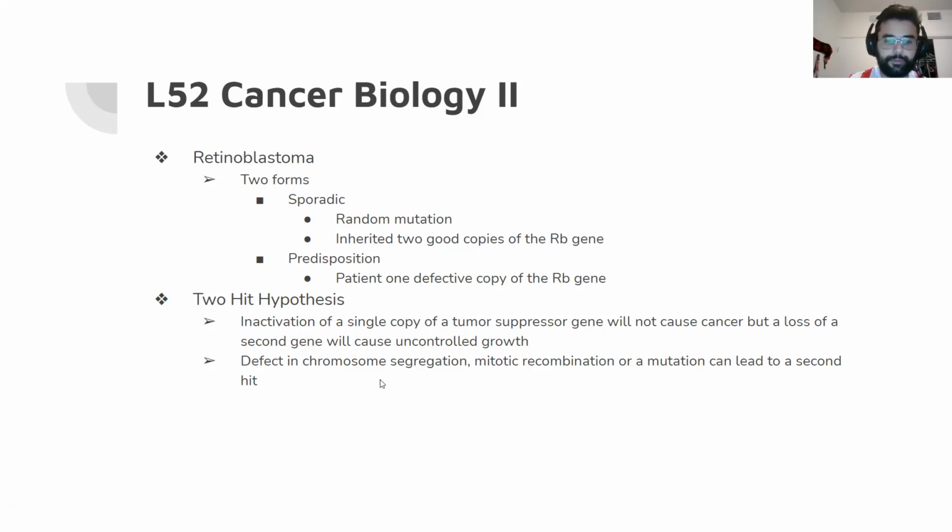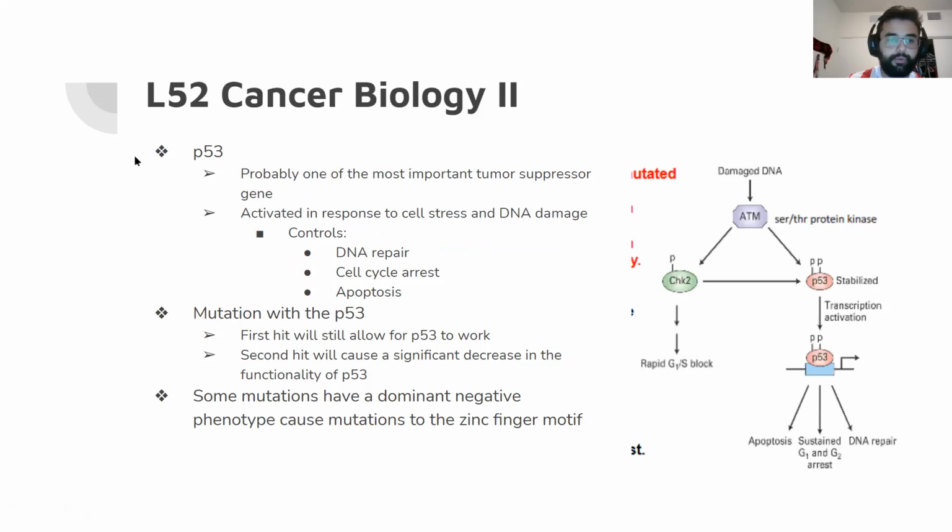Defects in chromosome segregation, mitotic recombination, or mutation can lead to that second hit, even though you might have a predisposition already. The most important tumor suppressor gene is P53. This is inarguably the most important one and the most studied. It is activated in response to cell stress and DNA damage.